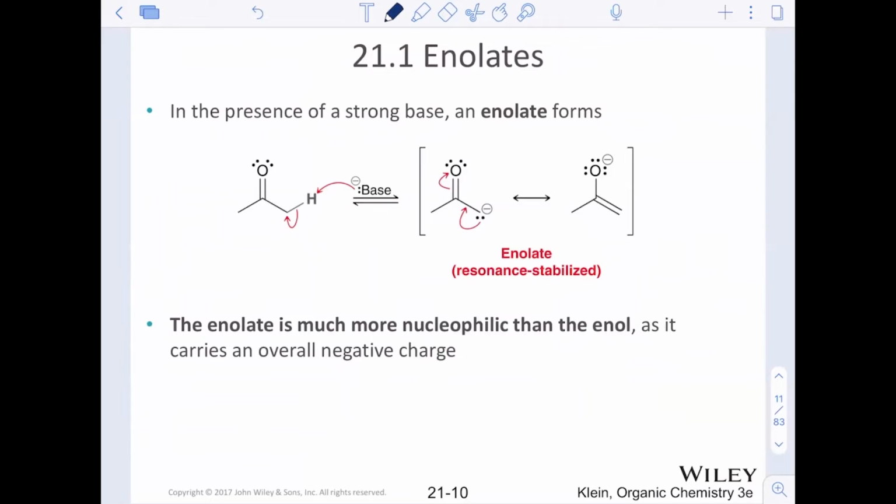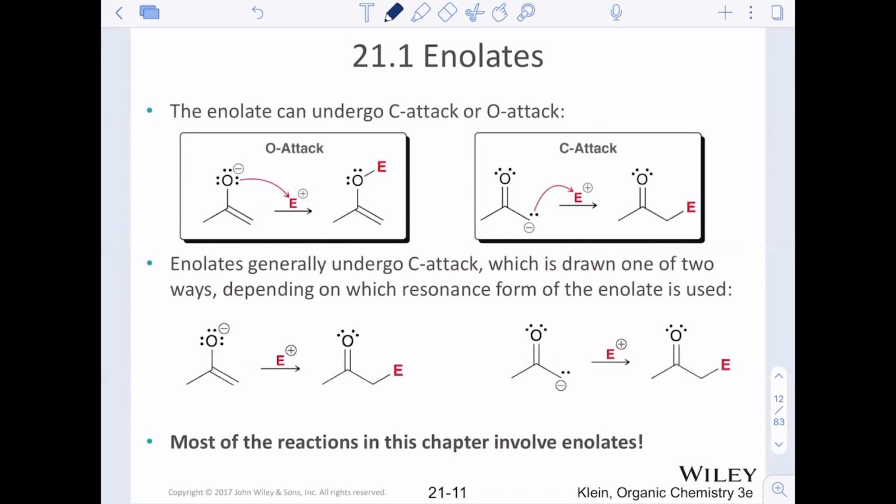So in the presence of a strong base, the enolate can actually form. So there is an actual pKa here associated with this alpha proton, and that's what we're going to be diving into in this chapter. The enolate is much more nucleophilic than its enol because it carries an overall negative charge, right? The resonance hybrid for this structure has 2 delta minuses, because now we have an overall minus charge because we deprotonated the ketone rather than just did an enol tautomerization.